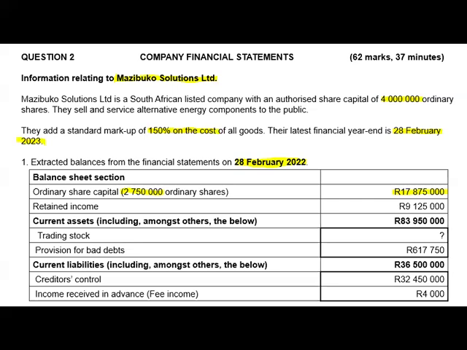Before the buyback of shares, did anything happen? What happened? We issued additional shares. Now, when we calculate our APPS, guys, I'm going to start with 17,875,000, and I'm going to divide it by how much? 2,750,000.